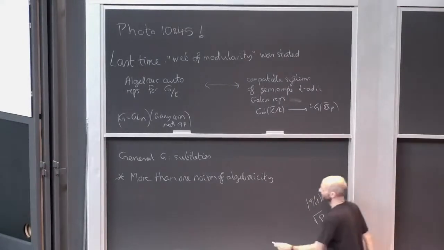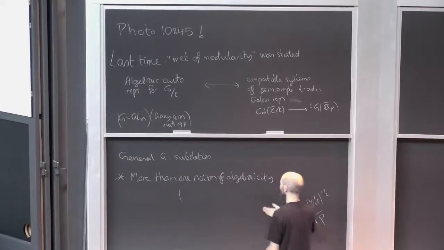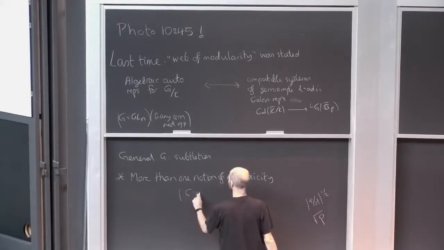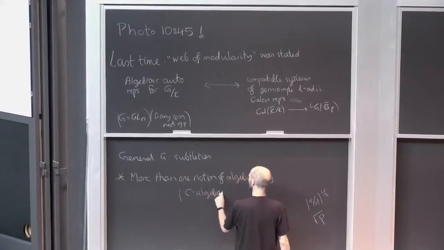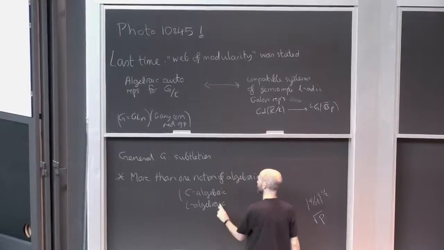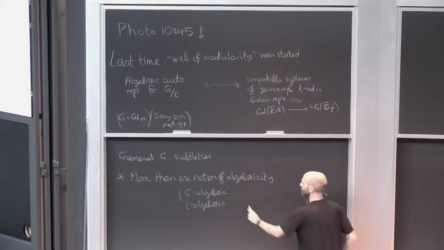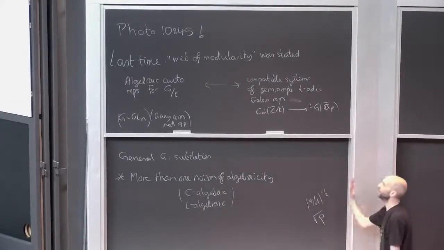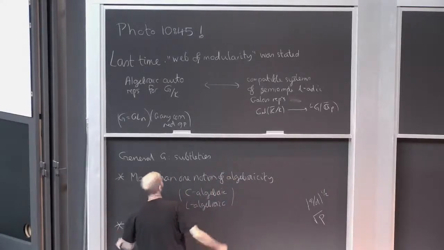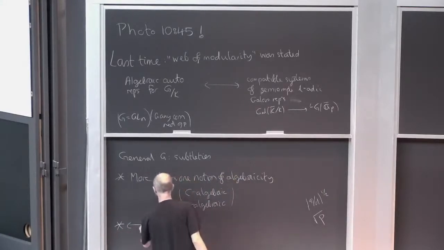Okay, so me and Toby G christened these C algebraic and L algebraic. I will say something about these notions for GL2 later. So you have to figure out exactly what you mean by algebraic, right? It's well understood, but there are subtleties. So the next subtlety is that this thing here isn't a bijection.